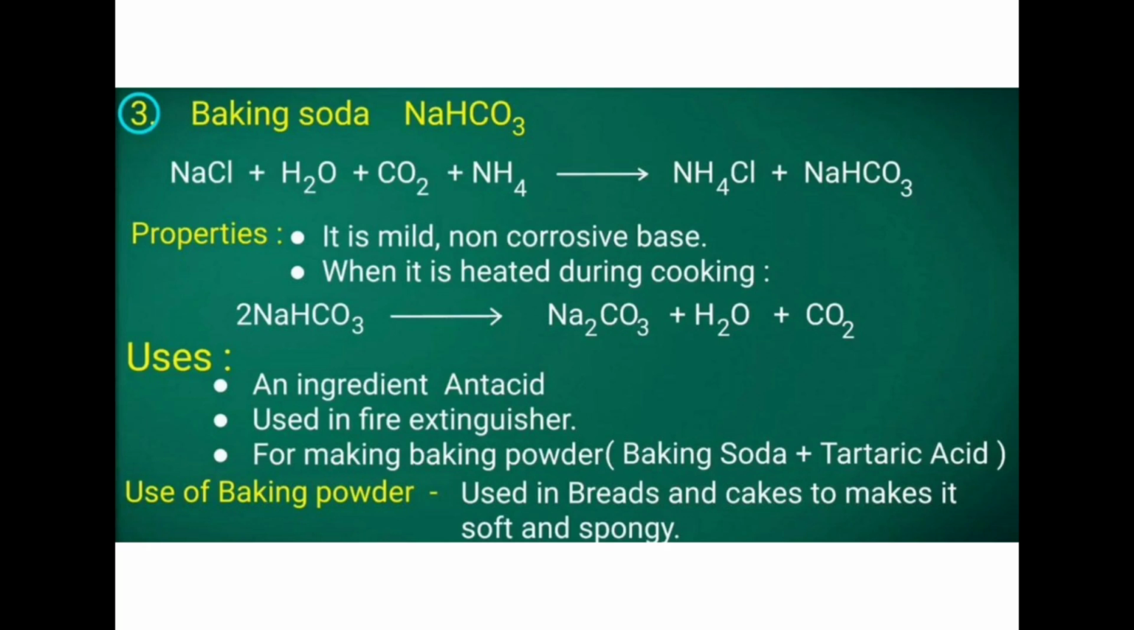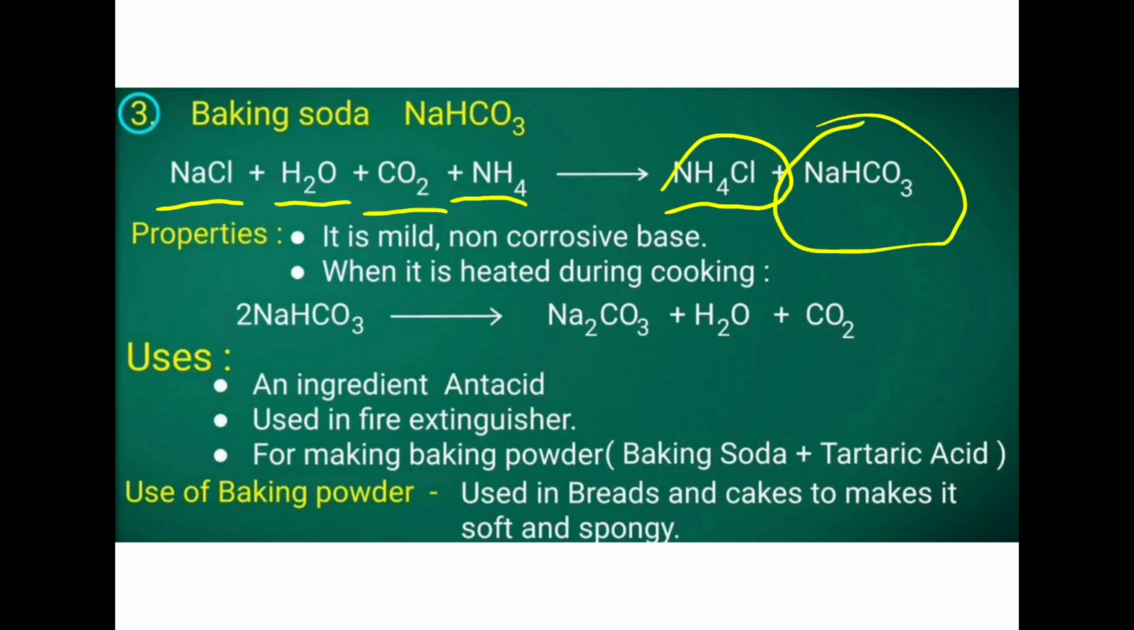Then next one is baking soda. So what is baking soda? So how is baking soda formed? Baking soda, or sodium hydrogen carbonate, can be formed with the help of sodium chloride plus water plus carbon dioxide plus ammonia. So these are the mixture, then ammonium chloride and baking soda are produced. Okay, so this is how the baking soda is produced. That means baking soda is produced from sodium chloride, water, carbon dioxide and ammonia.